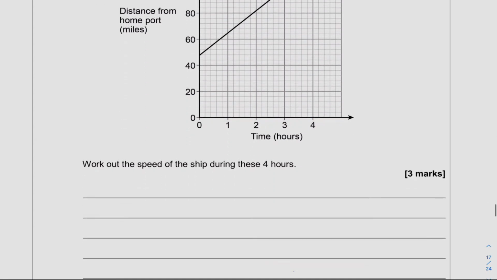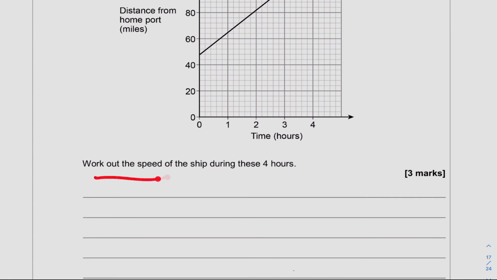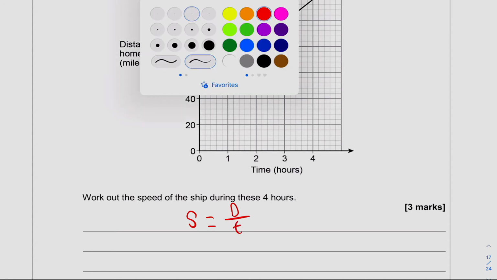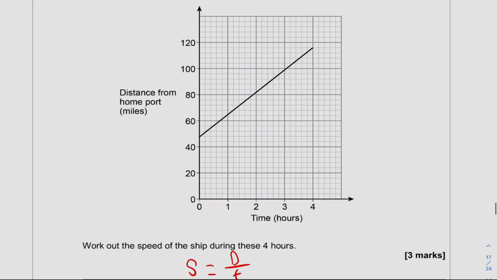So for the actual question, we need to work out the speed of the ship during these 4 hours. The first thing to do is to write down an equation which is related to speed, distance and time, and that equation is speed s is equal to distance d divided by time t. So to work out our speed, we therefore need to work out distance and time. The easy one is time. It's simply 0 to 4 hours, so therefore it is 4 hours. So we can say that that is equal to t.